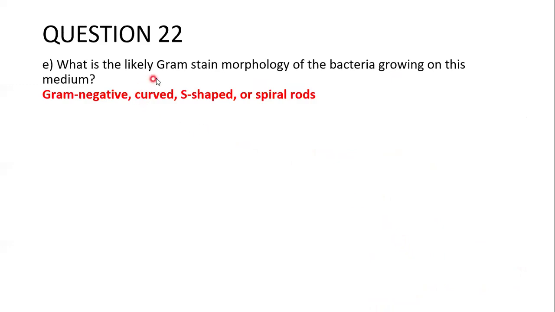And then what is the most likely Gram stain morphology? It is gram negative, curved. Remember we said the curved are Campylobacter, Helicobacter, and Vibrio. S-shaped or spiral rods. Okay.